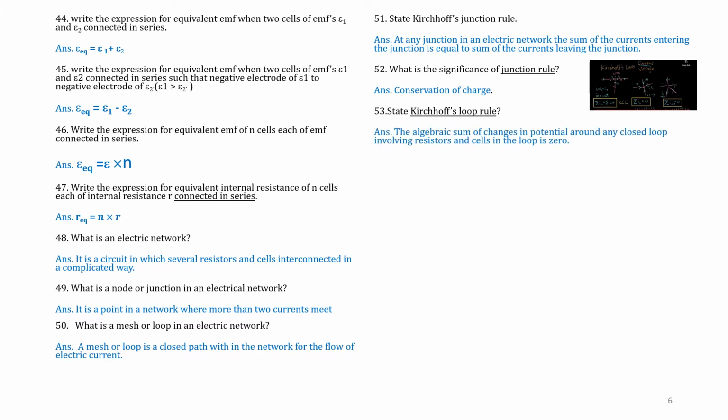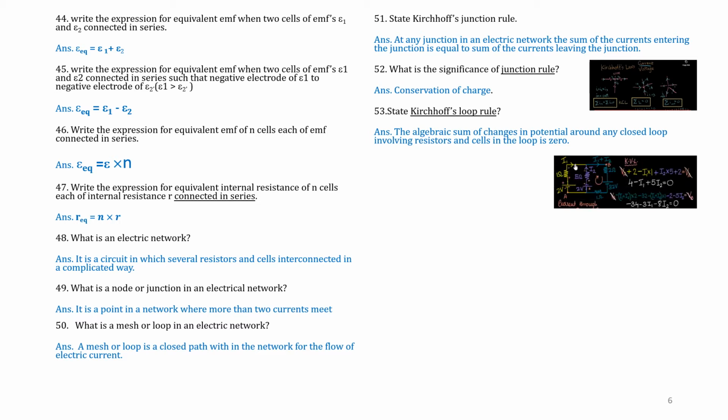What is the significance of the loop rule? Conservation of energy. That is, Kirchhoff's loop rule or Kirchhoff's voltage law shows the conservation of energy, whereas Kirchhoff's current law or junction rule indicates conservation of charge. So please note the difference between the two. One is conservation of charge, the second is conservation of energy.